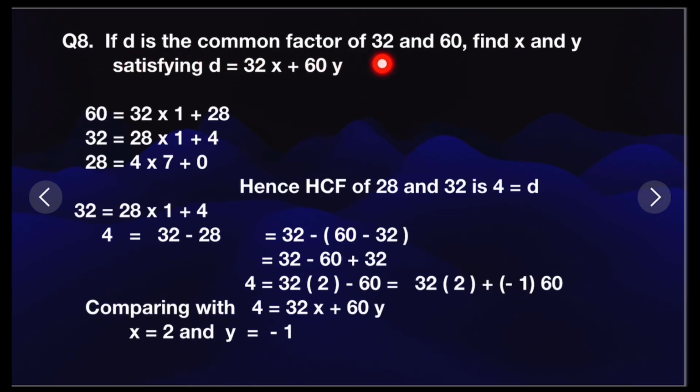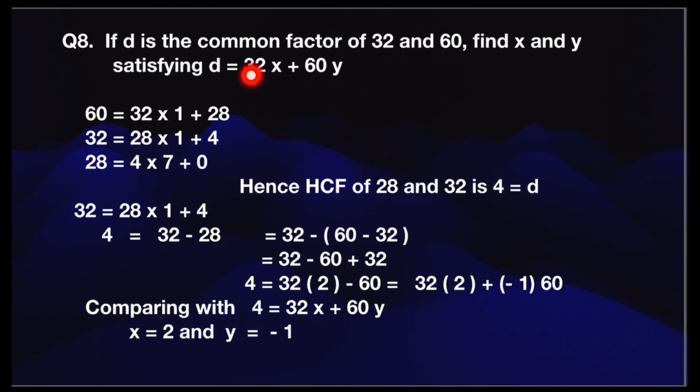Question 8. If D is the common factor of 32 and 60, find X and Y satisfying this equation. So D is the common factor of 60 and 32. Let's find out the HCF. What is the value of D? First write the bigger number: 60 is equal to 32 into 1 plus 28. Again write 32 is equal to 28 into 1 plus 4. Again write 28, divide by 4, you will get the remainder 0 and the quotient 7. So okay, this divisor 4 is the HCF.